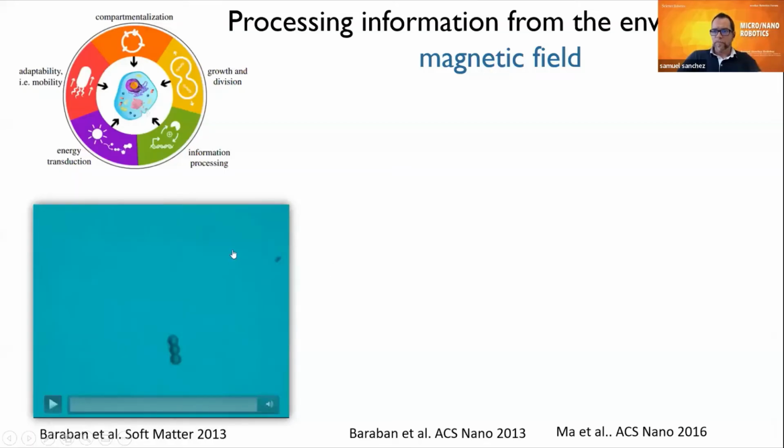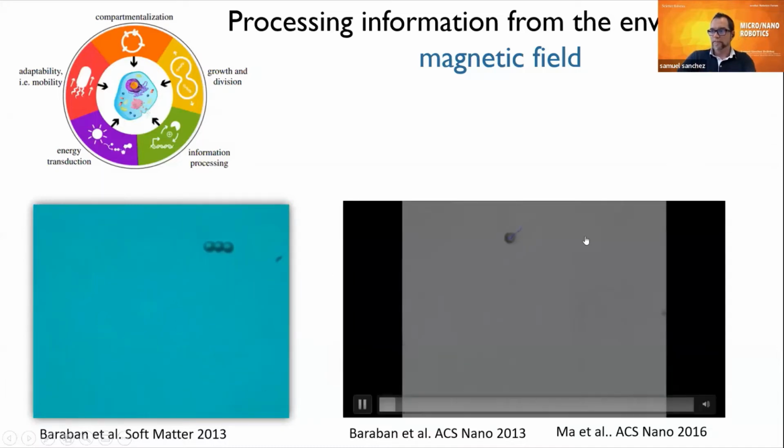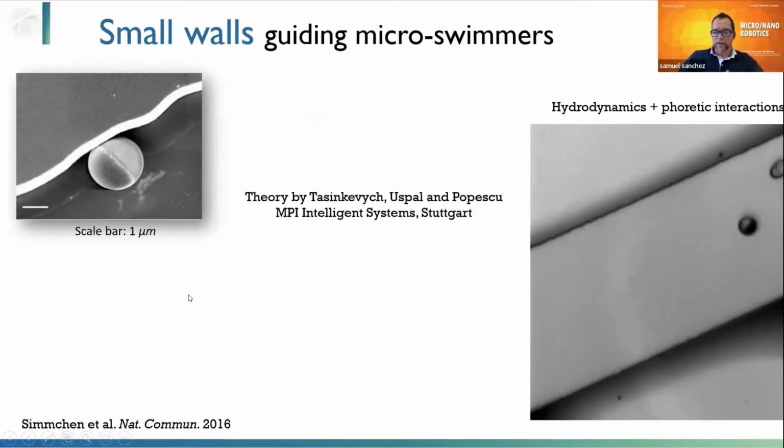Now, what we have seen is that if you add some magnetic material here, which was a long time ago, then you can control them with an external magnet. Or if you have this urease-powered nanoparticle, which we published a few years ago, you can also, by placing the magnet, steer them, keep the persistence length of the particle and then turn them wherever you want.